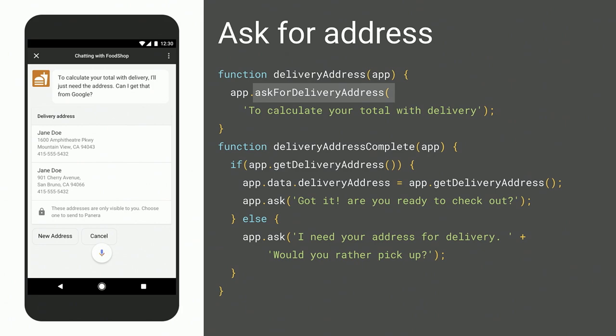So if the user chose not to provide an address in this example, as you see in the else condition, we can prompt them again, possibly giving them an alternative, or maybe just an escape hatch, or ending the conversation.